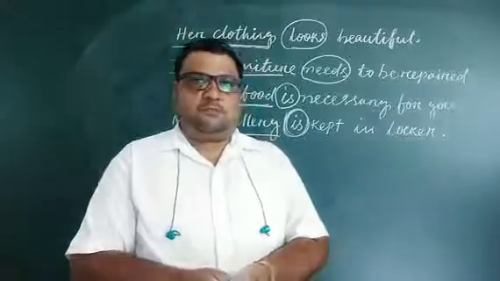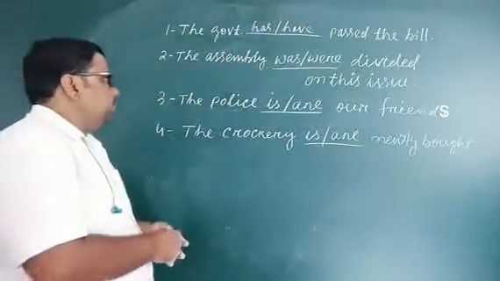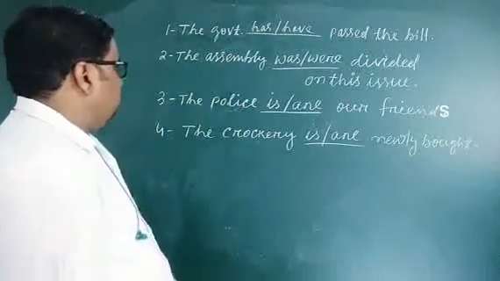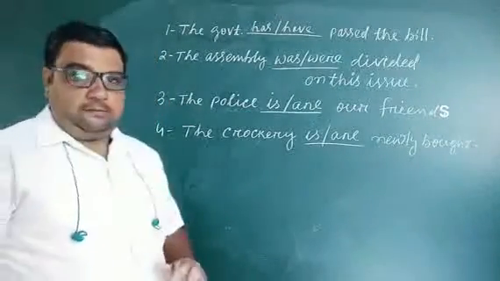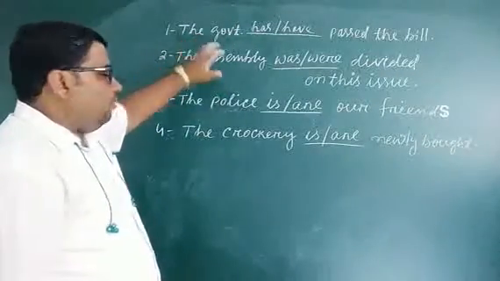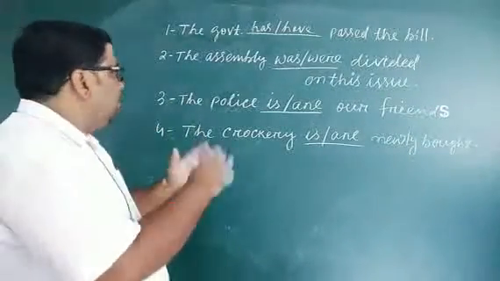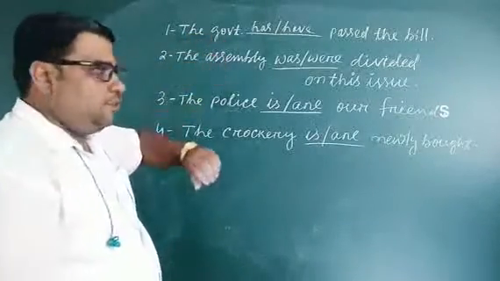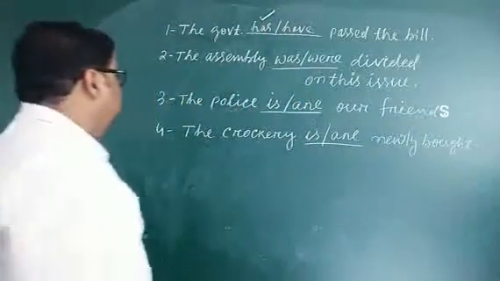Now let's have some questions. Students, here there are some questions for you. Try to figure out whether the verbs are singular or plural. The first question is, the government has or have passed the bill. Here the government is a single unit. Why is it a single unit? Because all the ministers, including Prime Minister or Chief Minister, have unanimously passed the bill. So it is singular and should take a singular verb has. The government has passed the bill.